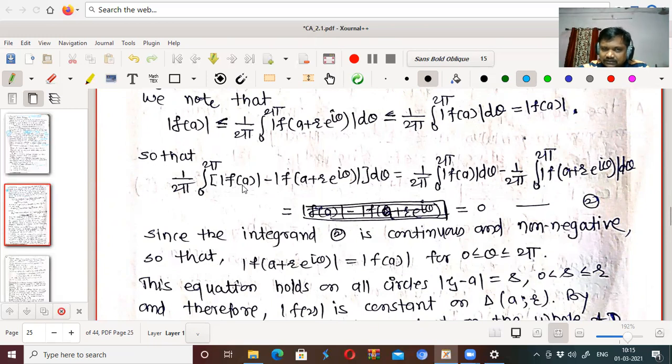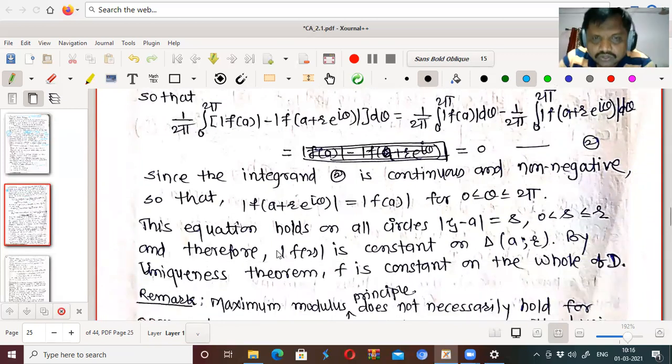Because mod of f of a plus r e to the power i theta is less than or equal to mod of f of a, this is the largest value. As it is the largest value, this difference is greater than or equal to 0. So the difference is greater than or equal to 0 and the integral is equal to 0. So by the above result, this should be 0 for all theta belonging to 0 to 2 pi. So this should be 0 means these two should be equal. So mod of f of a plus r e to the power i theta must be the same as mod of f of a for theta lying between 0 to 2 pi.